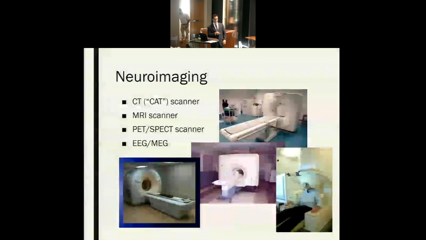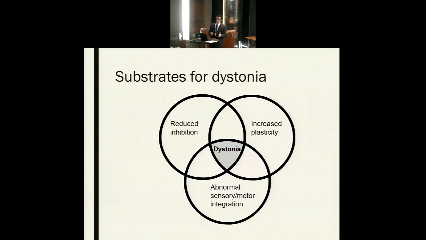And so you may have heard some of these. So CT or CAT scanner that uses radiation, MRI scanner that essentially turns you into a magnetized antenna, the PET CT scanners that use some radiation to help image things, and EEG and MEG. These are other ways to look at brain activity to tell us what the brain is doing. And they can tell us both the structure of the brain and also some of the function of the brain. And so what I was going to talk about is how the imaging tools that we have are being used to examine those potential causes of dystonia, those substrates.